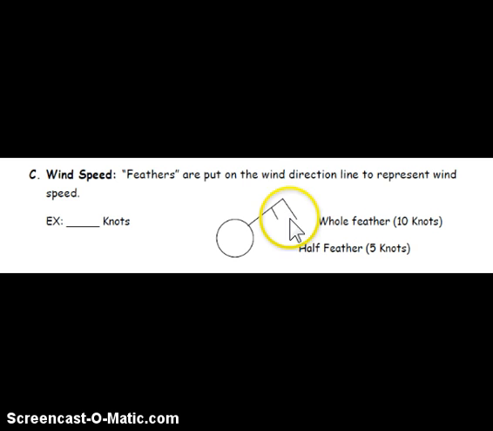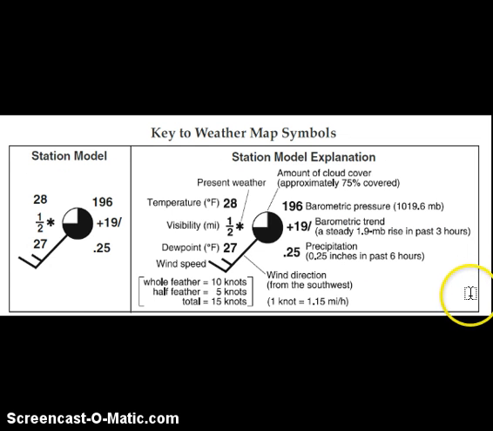If we look here, a whole feather, which is always drawn on the end of the tail, represents 10 knots. A half feather, which is always drawn further down the tail, is worth 5 knots. If you look at your reference table, you can actually see this. Let me show you. I'm on page 13 here. We can see the whole feather, which is longer, is 10 knots. Our half feather is 5 knots. So if we were reading this station model on a weather map, we would know that the wind was blowing at a speed of 15 knots.